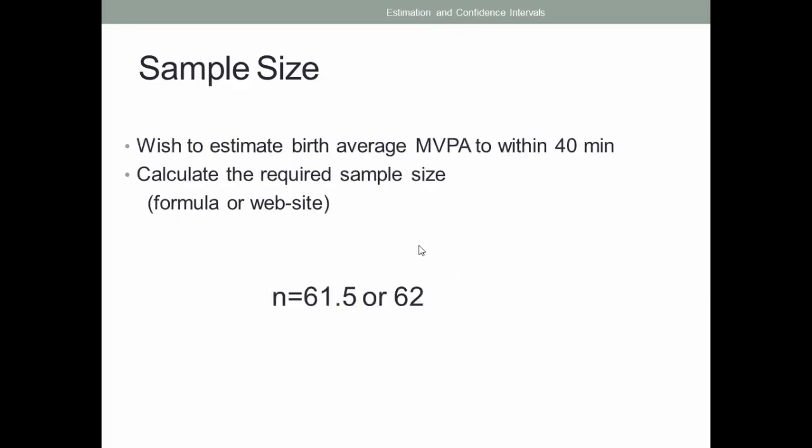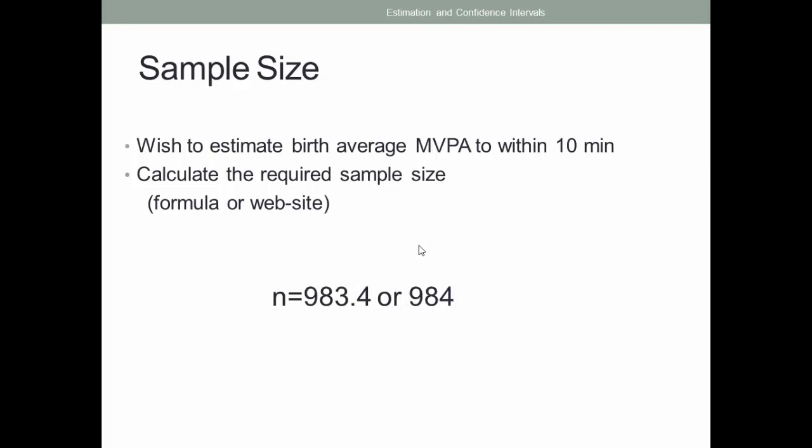So in this particular case here, if we wanted to estimate it to within 40 minutes, we would need 62 people. If we wanted to estimate it to within 20 minutes, we would need 246 people. Notice how it's going up as we want it to be half. If we want the precision to be half what it was before, then it goes up 4-fold. I should say half. What I mean is that the margin of error is falling by 2-fold.